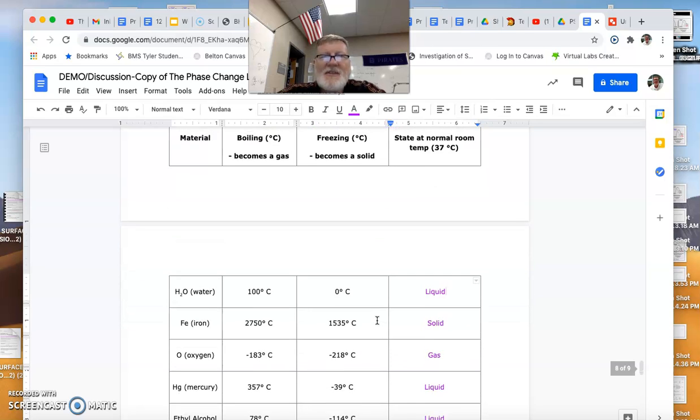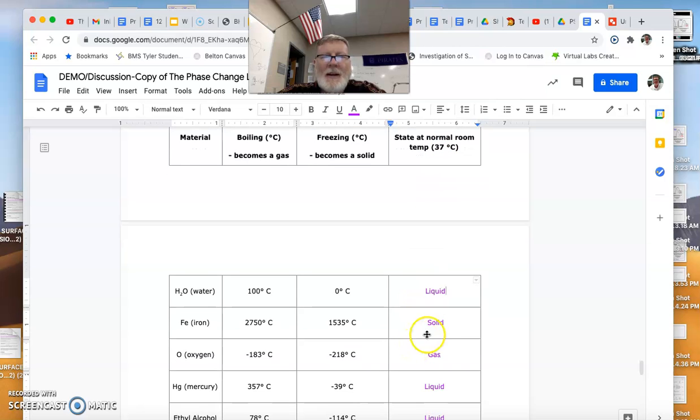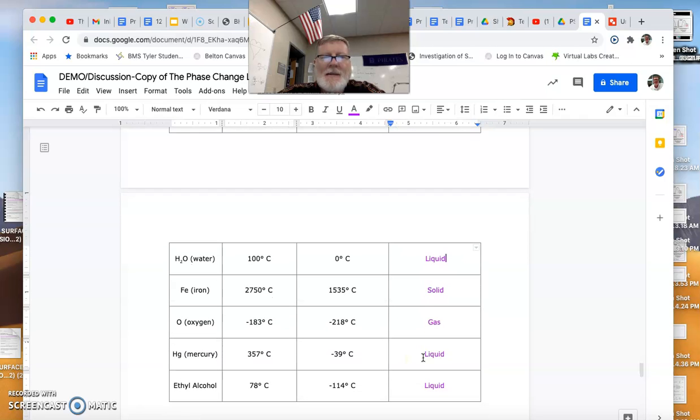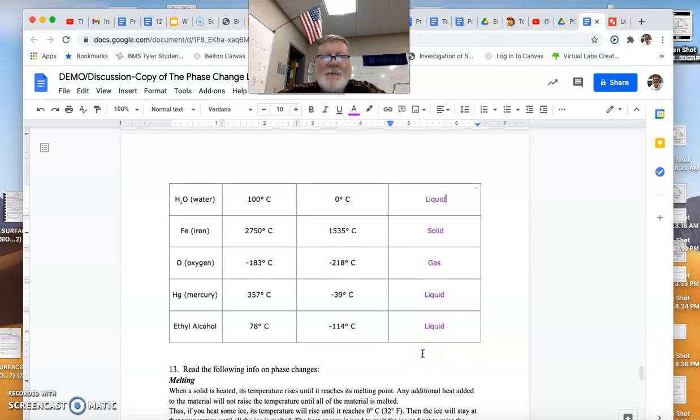Just some common substances. Room temperature is 37 degrees Celsius. So if I knew that it boiled at 100 and freezes at 0, then it would be a liquid at 37 degrees. And so iron is a solid at 37 degrees, oxygen is a gas, mercury is a liquid, and ethyl alcohol is also a liquid.